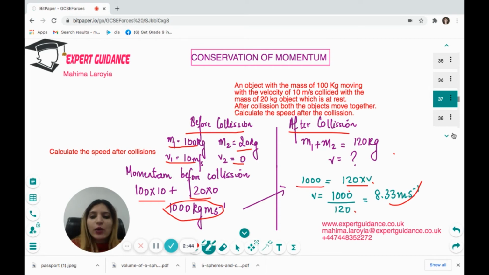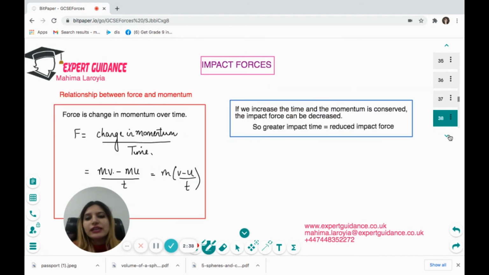So this is how we do these questions, where you calculate the momentum before the collision and after the collision and use them to find the unknown velocity. Now there's another concept called the impact forces. So the force is the change in momentum over time. So that is another definition for force.